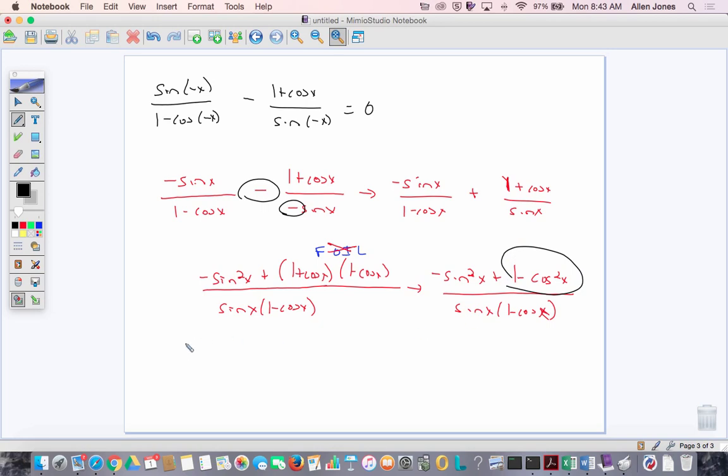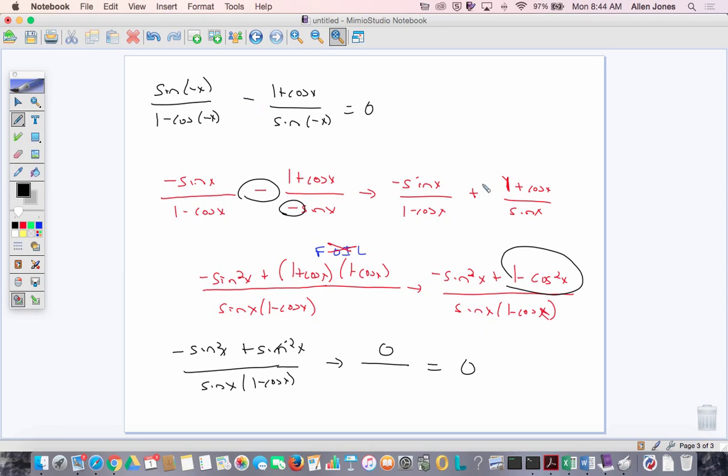Now I notice, or at least I hope you notice, that 1 minus cosine squared here in the end is the same thing as sine squared, and over our common denominator. If we look closely then, our numerator negative sine squared plus sine squared is going to be 0, and 0 divided by anything is 0.